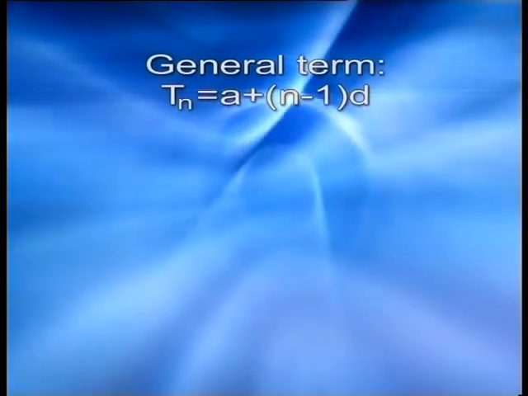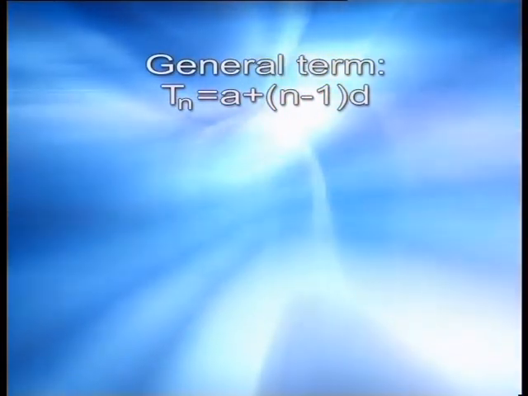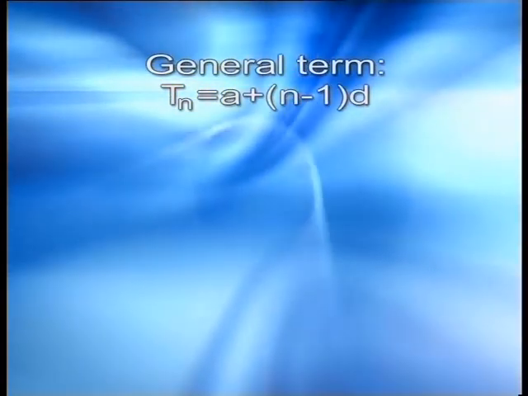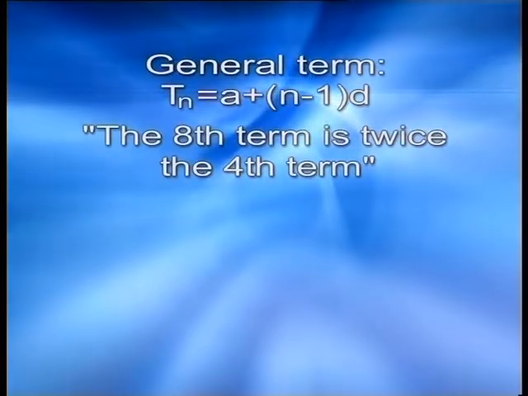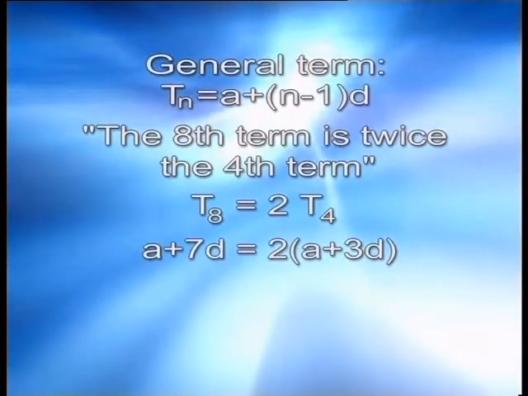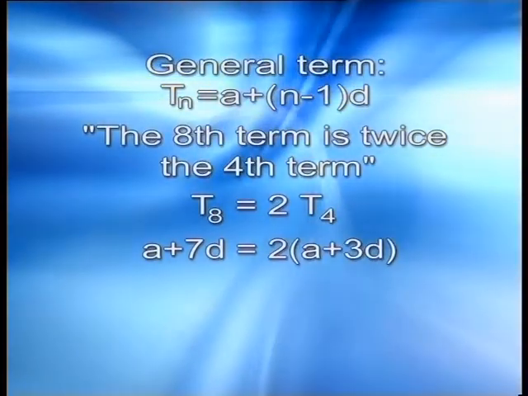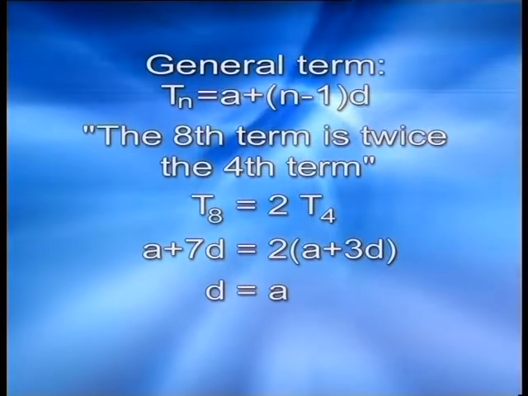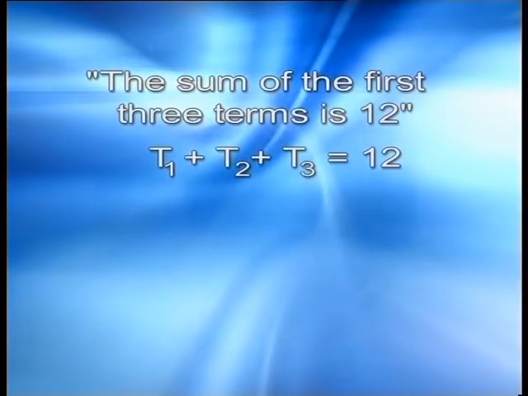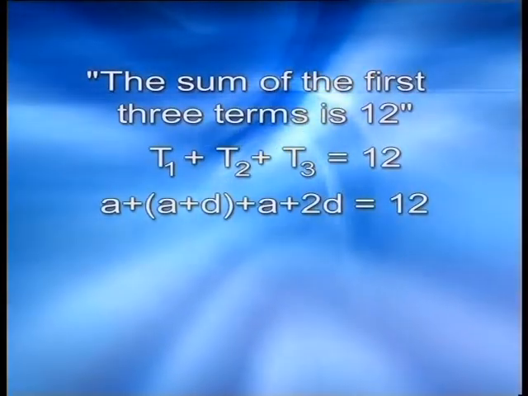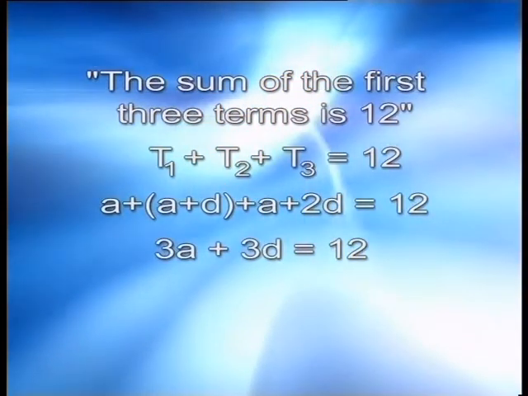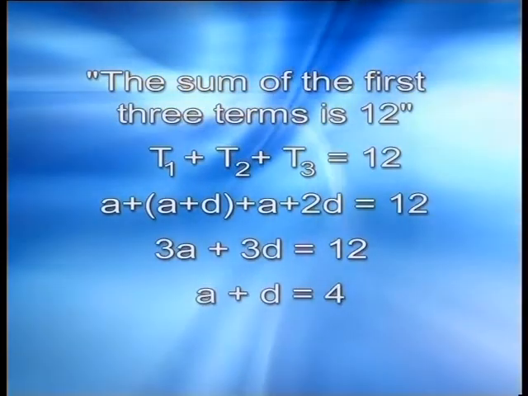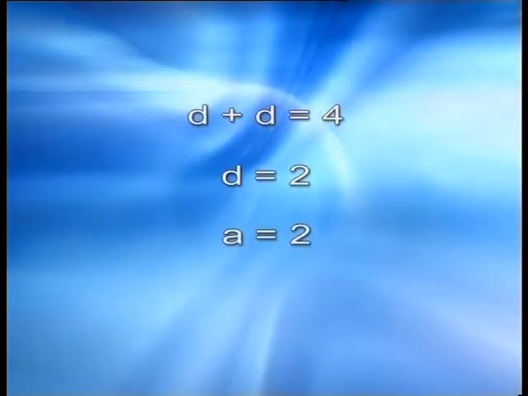If we take the general term of arithmetic sequences, we can translate the given information into equation format. This is clearly a situation for simultaneous equations. The second piece of information translates as follows. We can now substitute the answer from the first equation. The first term is thus equal to 2.